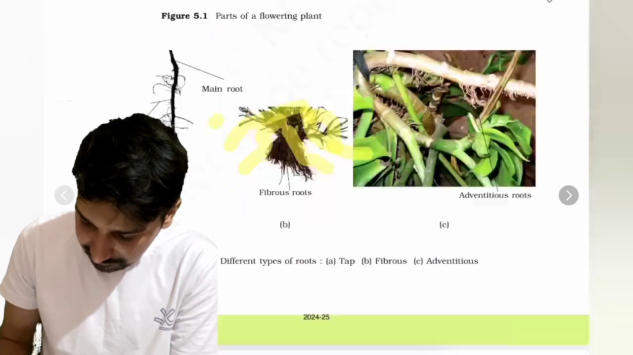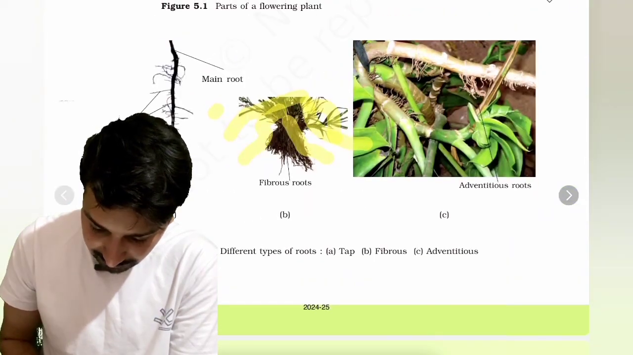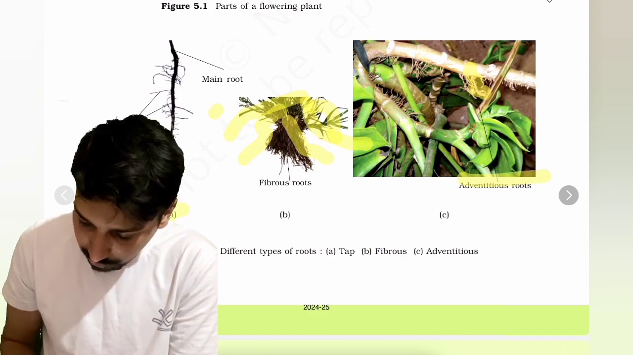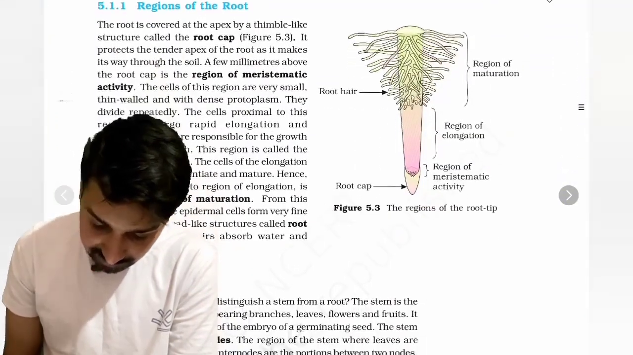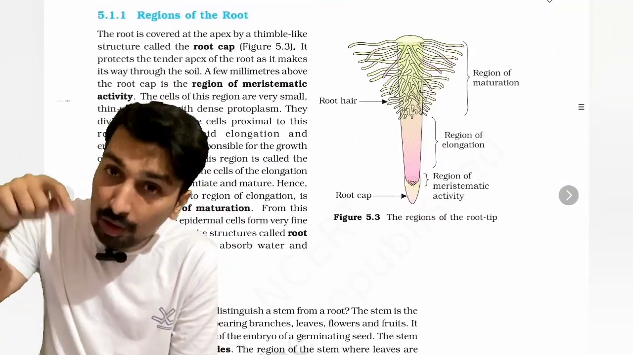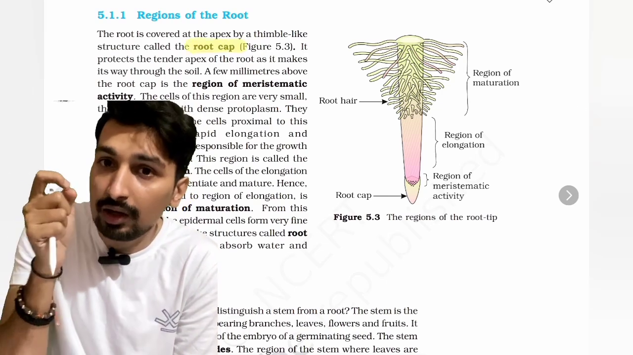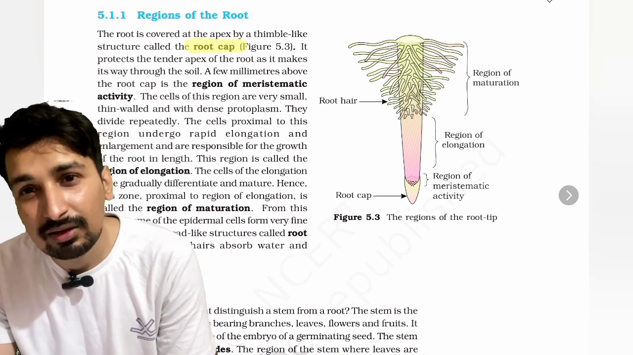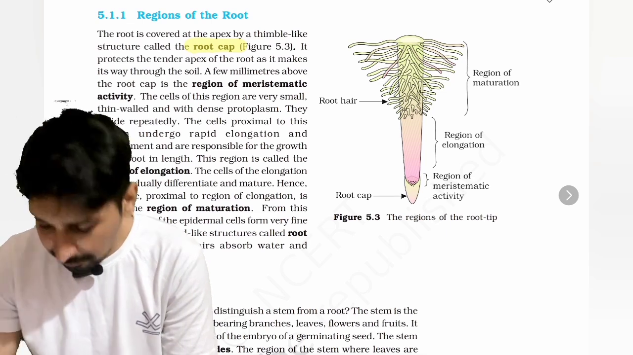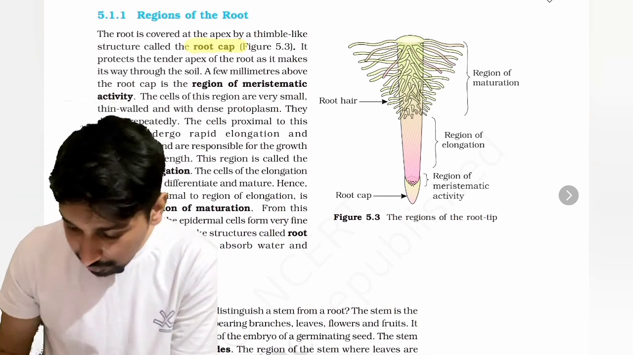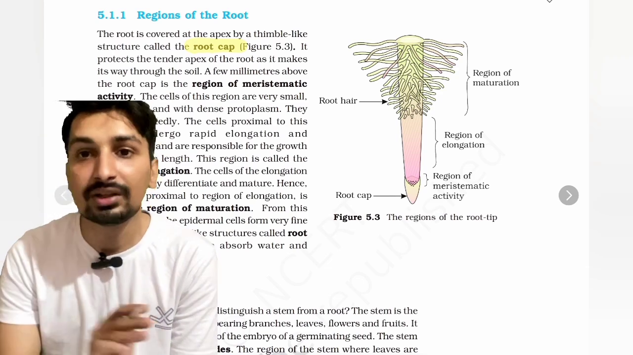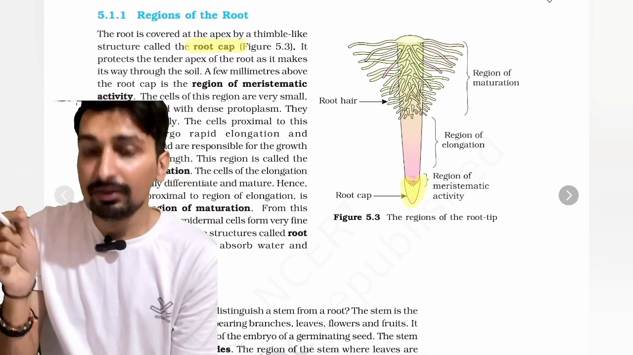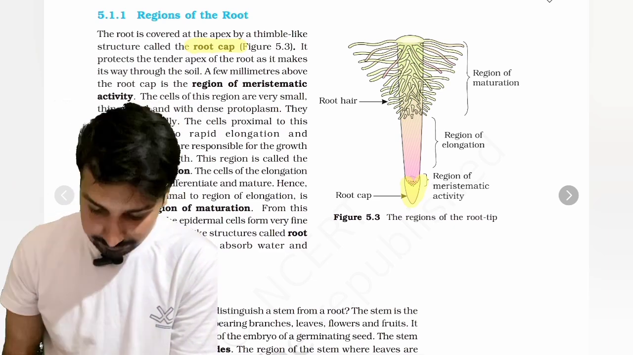You can see here, these are adventitious roots which are coming out from the stem. This is our taproot system, this is our fibrous root system. Now regions of the root, you can see all the regions. The root cap is on the bottom, a thimble-like structure. Thimble is worn on top of the thumb, people wear it while stitching. So it is just like a cap. On the bottom of the root, you have a cap-like structure which is known as root cap.